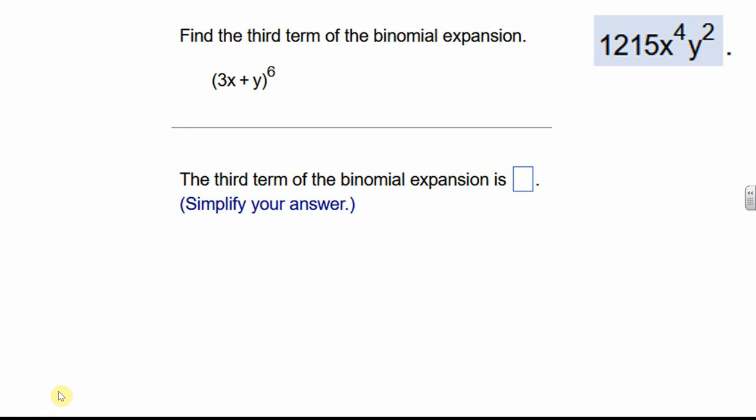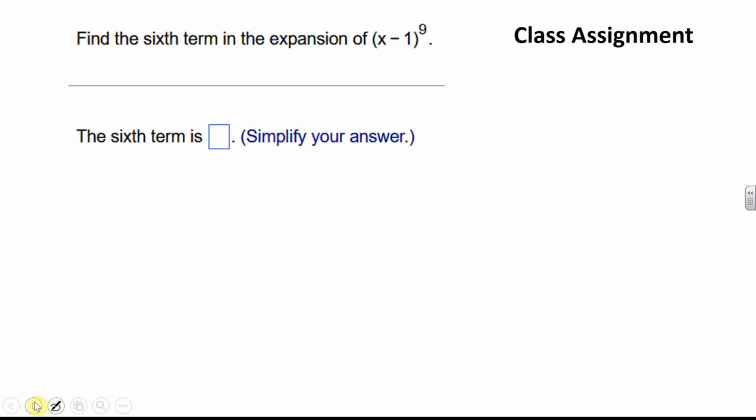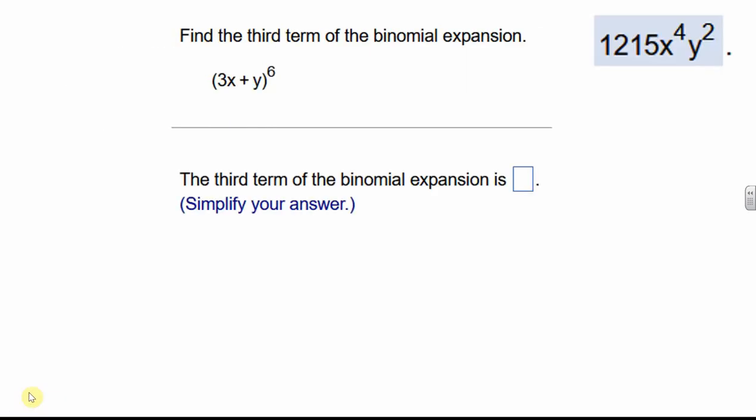Okay. All right. Here, find the third term. That's the last one there. So let's see if you can get this one. You see the answer up there, but let's see if you can work that one.